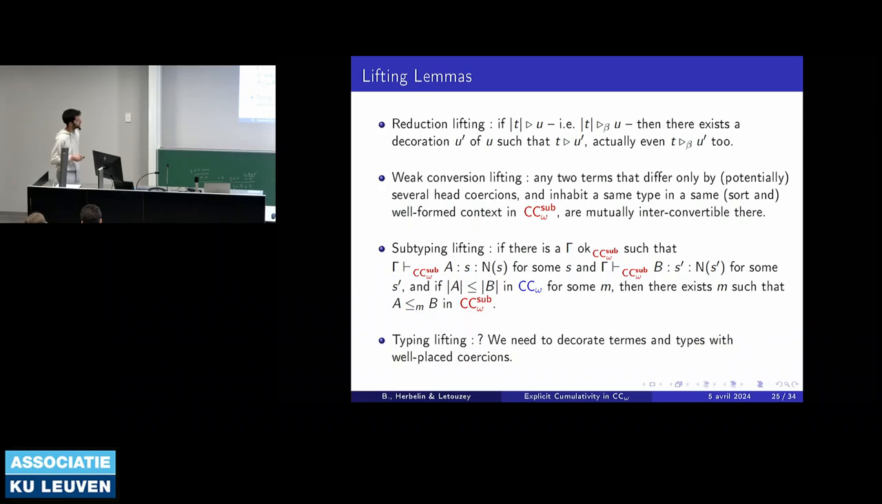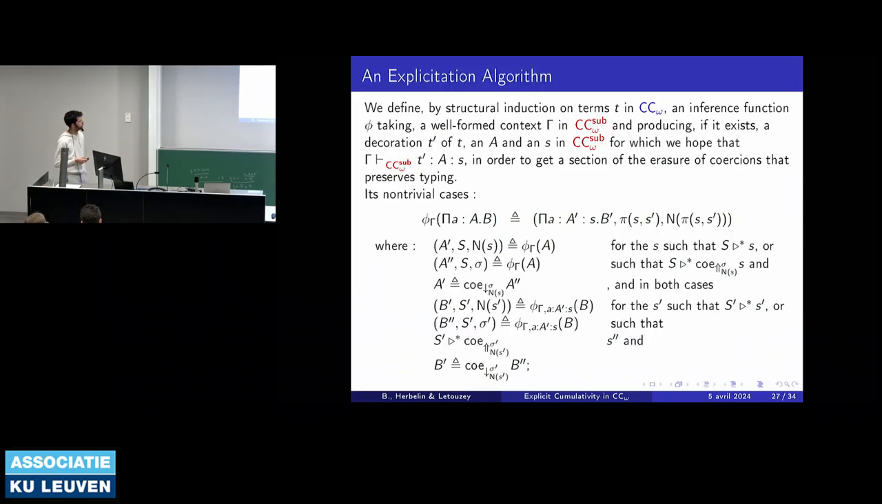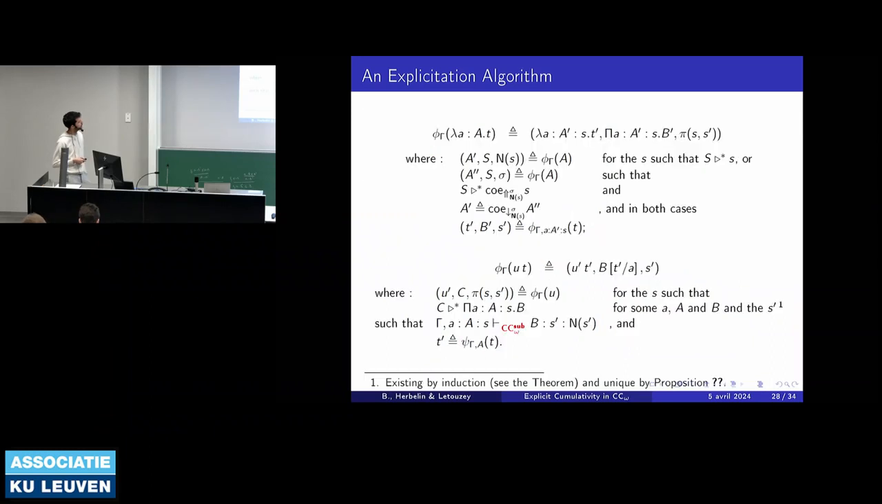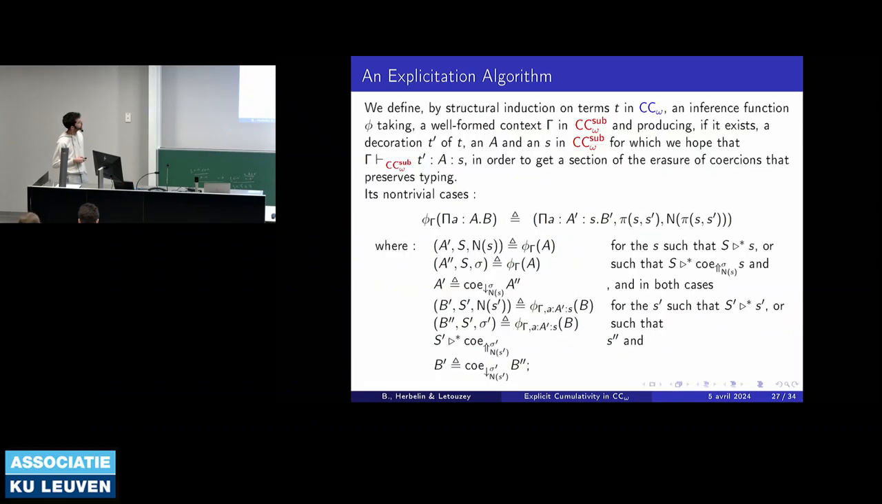And for the typing lifting, we need an algorithm to decorate the terms and the types that you have in the implicit version with coercions well placed. I will be very quick on that even if it's complicated. So there is this algorithm. The non-trivial cases are for pi, for lambda, and for application. And so we have this huge number of very long side conditions using the recursive calls and depending on what the result reduces to.